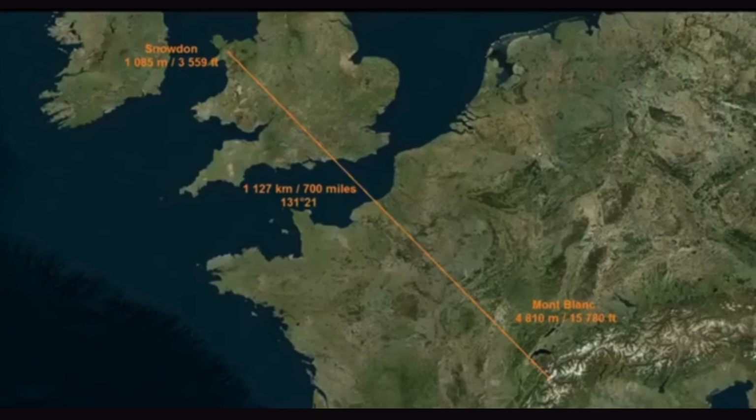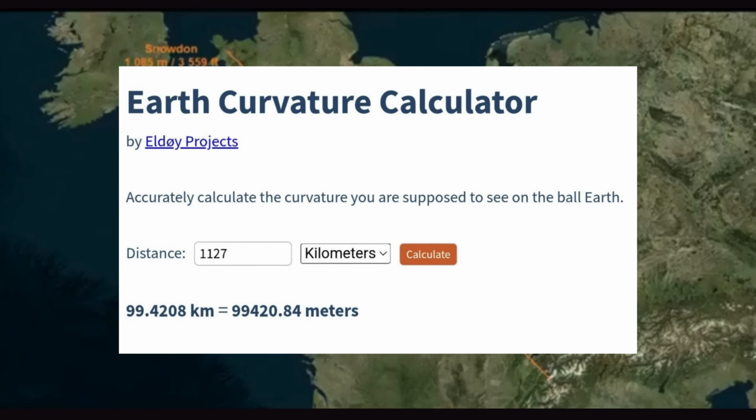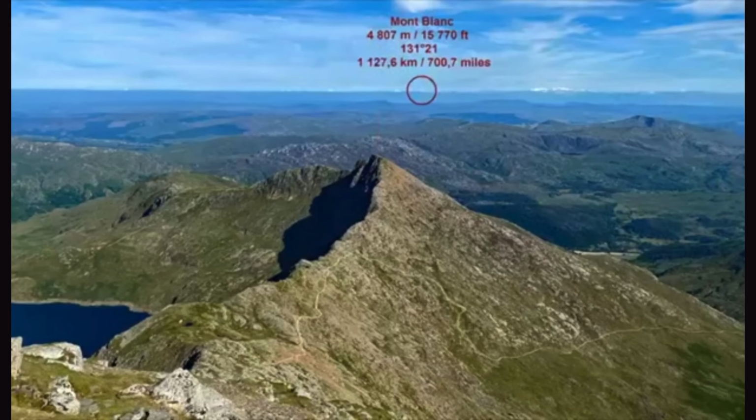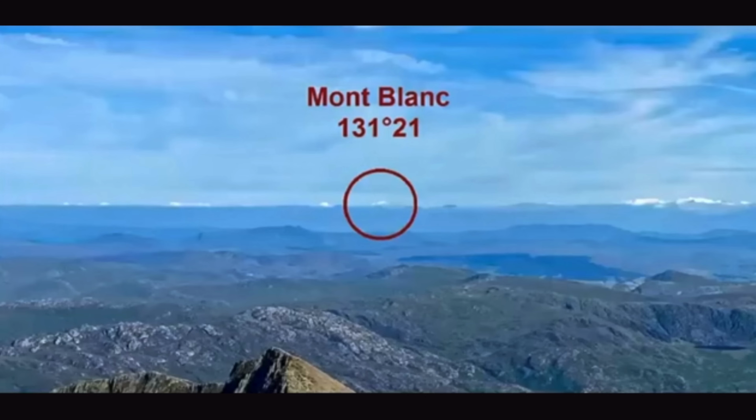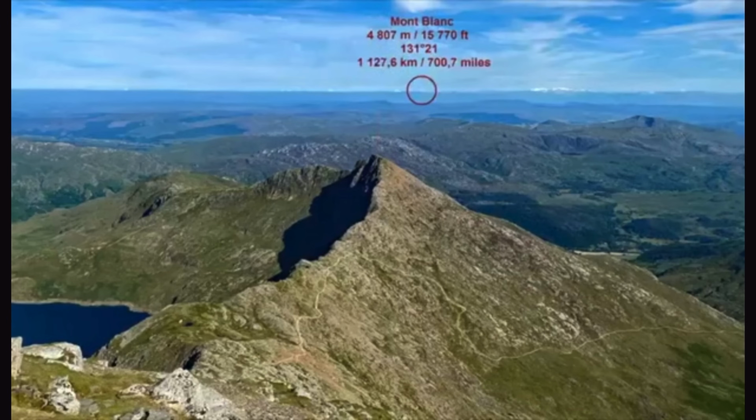Now I don't know the altitude for this photo, so I've just done the calculation on the distance, so it's not 100% accurate, but still we should have 61.7 miles of curvature, which is 99.4 kilometers. And here it is, the photo again. Here it is a little bit closer, and that's Mont Blanc in the background. So again, this is not possible. There should be a lot of curvature there, 60 miles or nearly 100 kilometers.